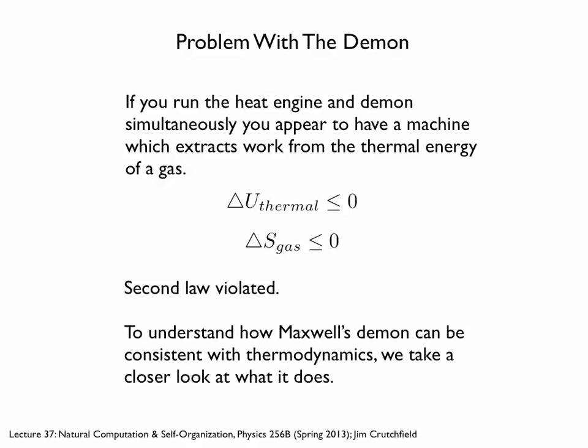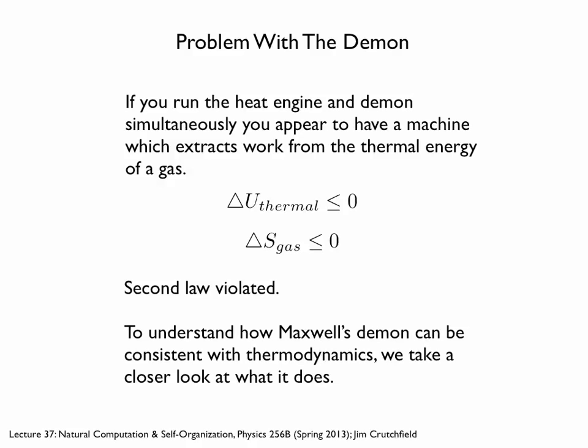So if you run the heat engine and the daemon simultaneously, you appear to have a machine that's extracting thermal energy from this gas and turning it into work. But the problem is, if you have the thermal energy of the gas decreasing, you also have the entropy of the gas decreasing. And the work doesn't have to balance that out anywhere. The work doesn't have to create any entropy. So it appears that the second law is violated.